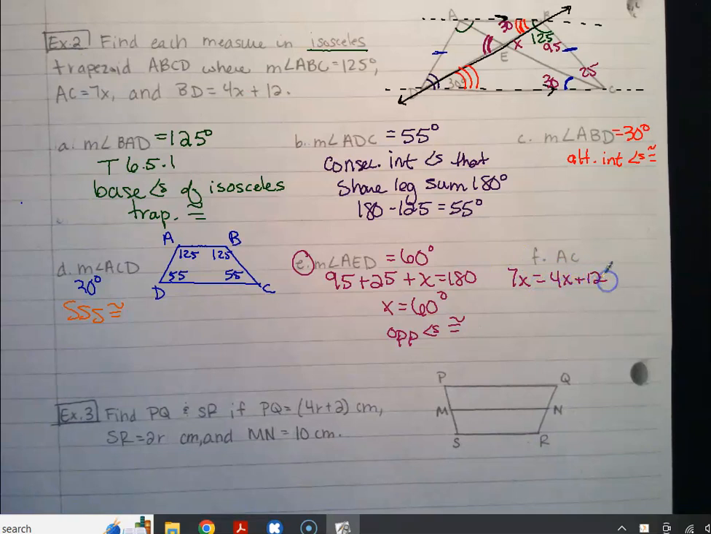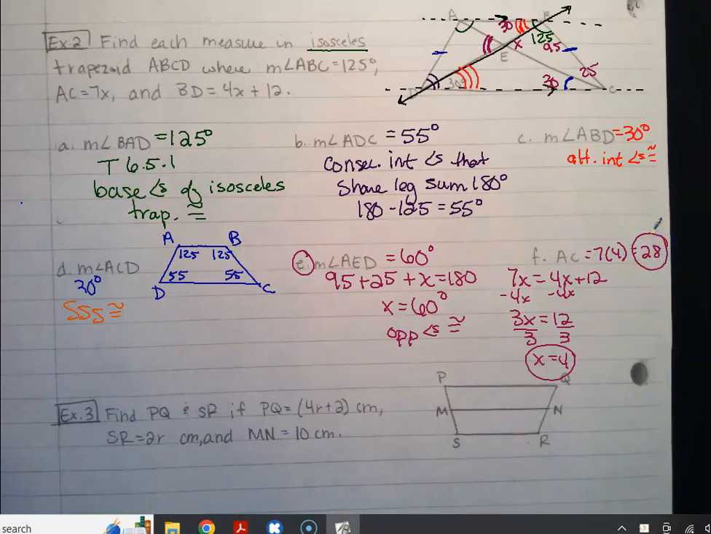So x equals 4. Well, I would subtract 4x first. Right, so then we'd have 3x equals 12. Then what will we do? Divide by 3. So x does equal 4. But then what's the length of AC then? AC would equal 28. All right, so we would have to do AC equals 7 times 4, which equals 28. Very nice, very nice.